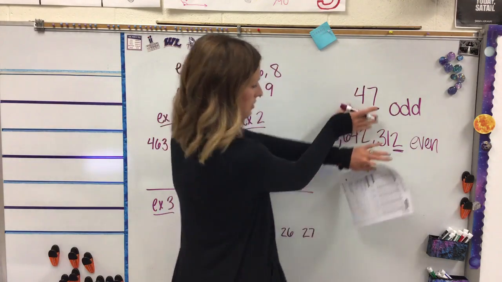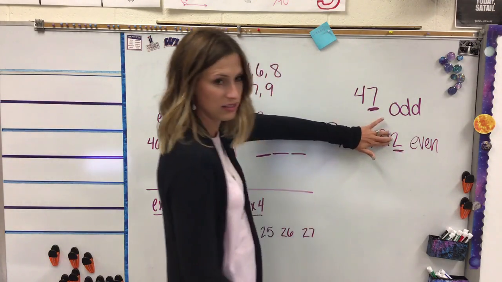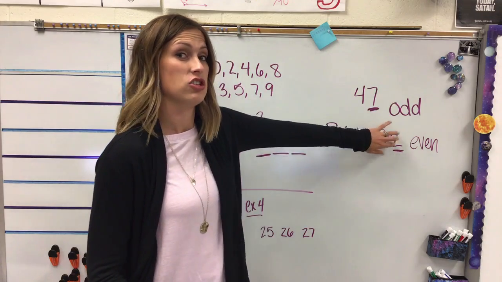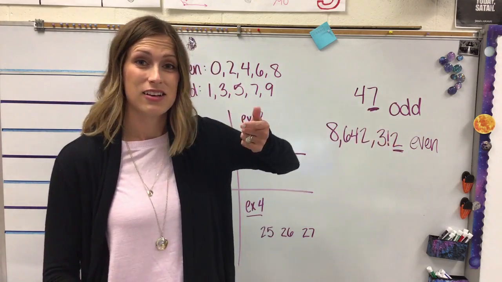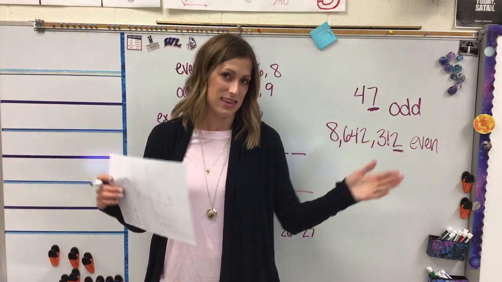All right? We're not going to pay attention to any of these numbers. We're just paying attention to what is the last digit. The last digit is 2. 2 is even. So the entire number is even.